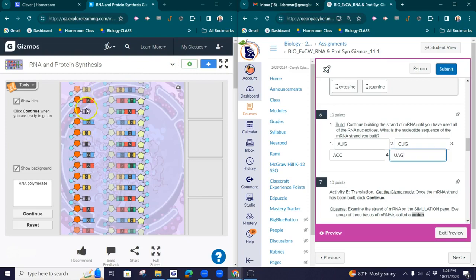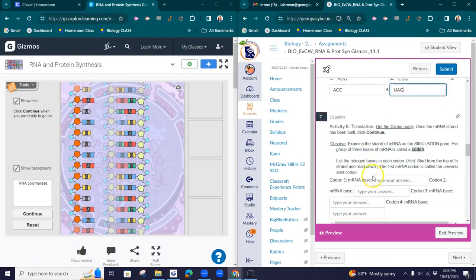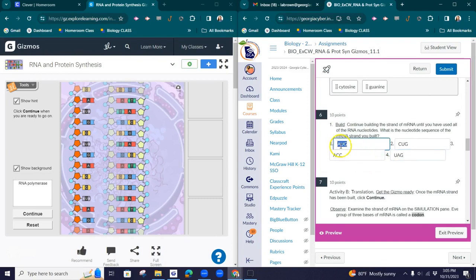All right, so here is your mRNA strand starting from the top all the way to the bottom. So all you're going to do is put the mRNA base pair sequences by threes, because remember those are what we call codons, for numbers 1, 2, 3, and 4. AUG, CUG, ACC, UAG. You're going to put those in those blanks. You're going to put the exact same codes in these blanks right here. I don't know why this is here twice, but this is just to let you know that every group of three bases of mRNA is called a codon. So you're just going to put the exact same answers in here.